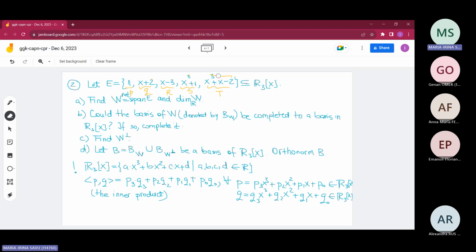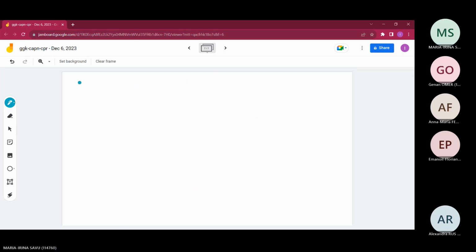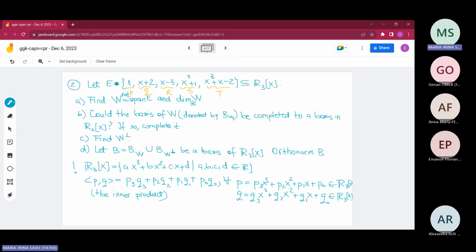A span is defined as the space of all the linear combinations which can be written using the elements of the set E. So in this case, the span of E is, let's say, A times P plus B times Q plus C times R plus D times S plus E times T, where A, B, C, D, E are scalars and P, Q, R, S, T are the polynomials written here.